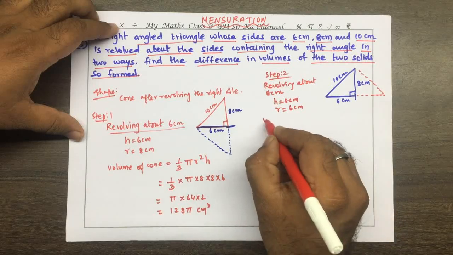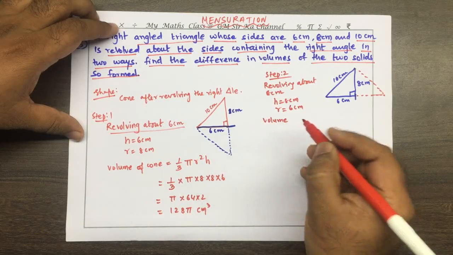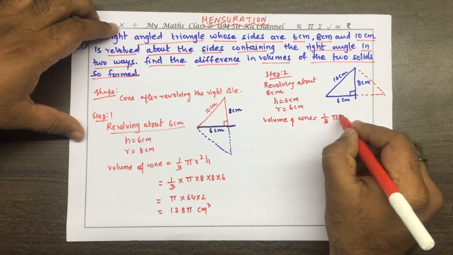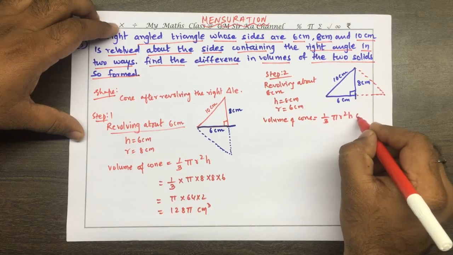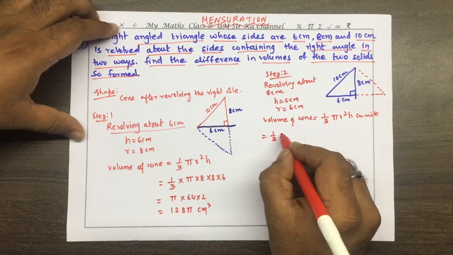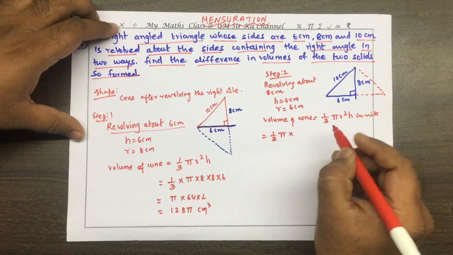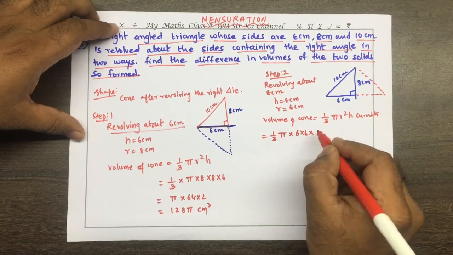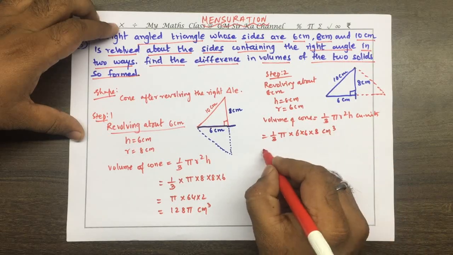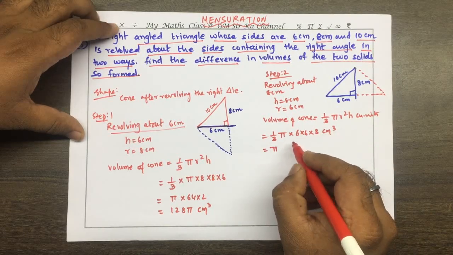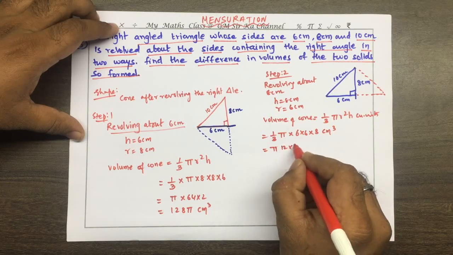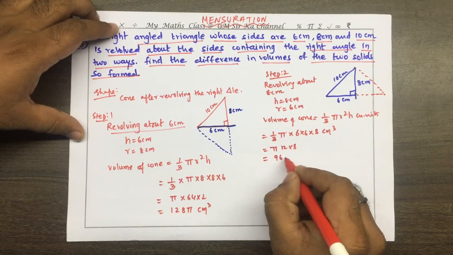Then the volume of the cone is 1 by 3 pi r square h cubic units. So we have 1 by 3 pi 6 into 6 into 8 centimeter cube, which is pi into 12 into 8, 96 pi centimeter cube.